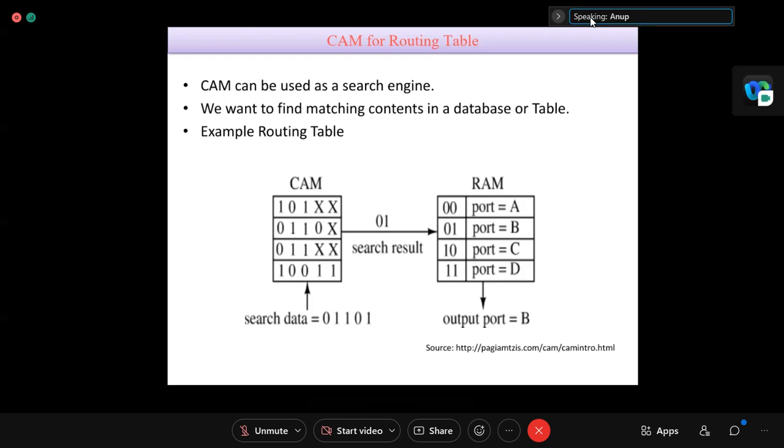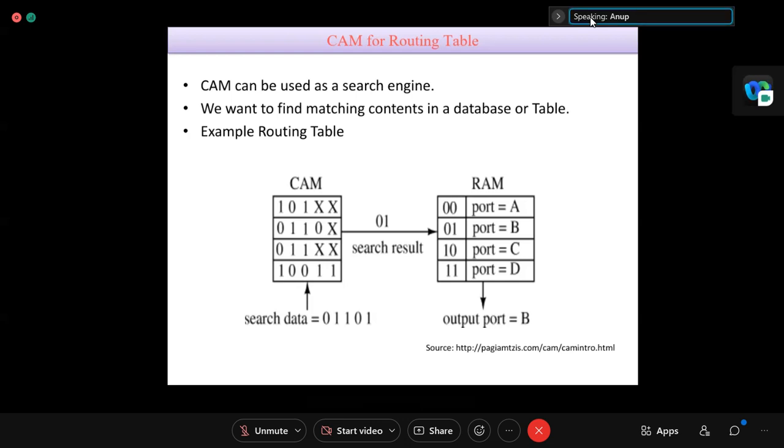So for routing, that is one use of CAM. Similarly, we are giving analogies in such a way that you would be able to understand where the specific applications of CAM are. And believe me, we are already using CAM type of memory.